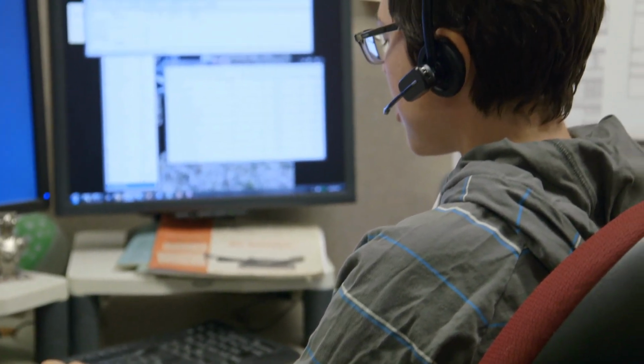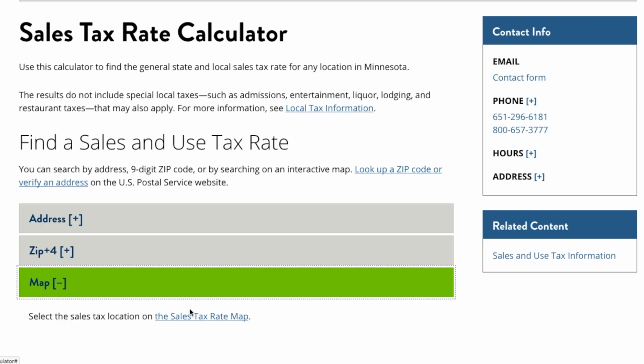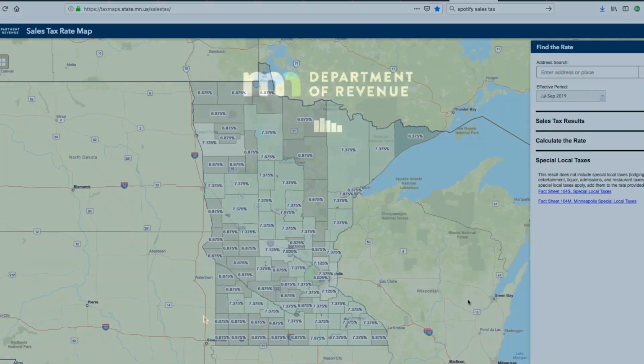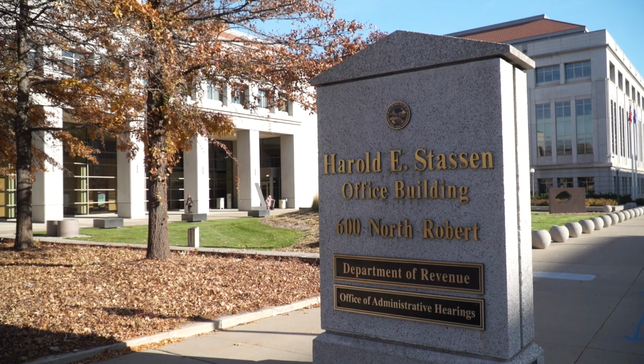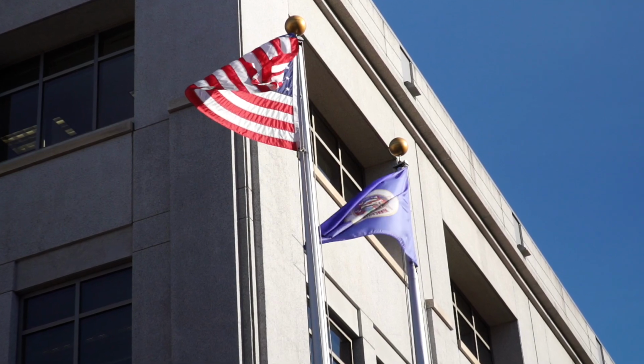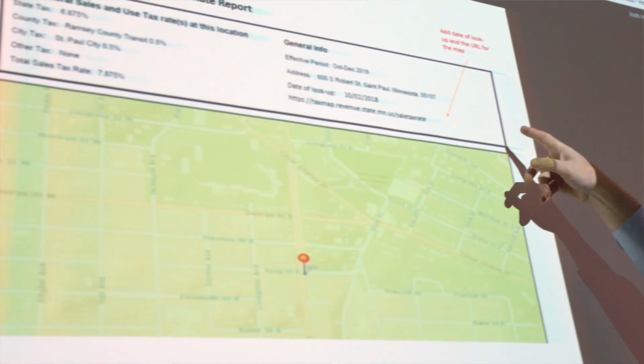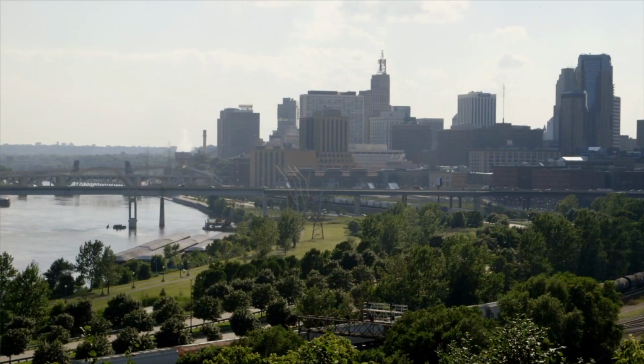Another benefit is that we've seen a significant reduction in telephone calls because they're able to easily go to our website and get the information they need. It's important to the Department of Revenue to provide high-quality service. This is just one example of the ways in which we try really hard to meet our customers' needs so that they can work together with us to fund Minnesota's future and that they know that they're paying the right amount, no more, no less.